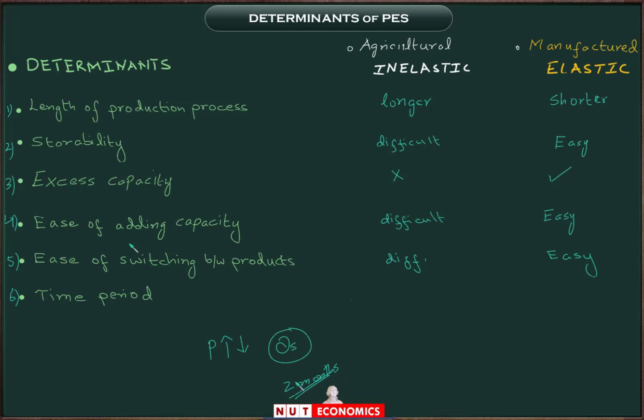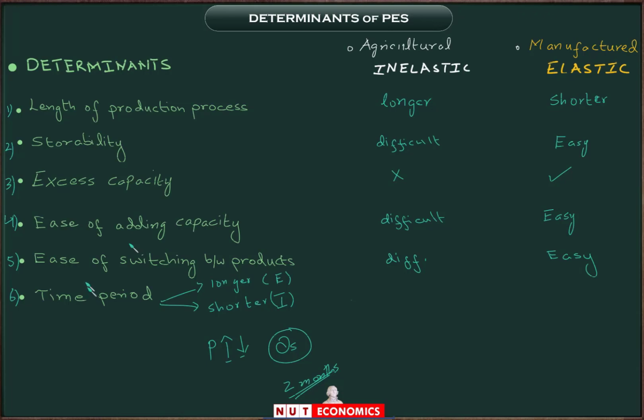In 2 months, more producers will be able to respond whether price is increasing or decreasing, simply because they have more time to respond. If they want to switch production, they have more time to do that. If they want to add capacity, they have more time to do that, and so on. So just remember, the longer the time period we are talking about, the more elastic the supply will be, and the shorter the time period we are considering, the more inelastic the supply will be. This is generally true about any product, not just agricultural versus manufactured goods. So these are generally the determinants of price elasticity of supply, which are applicable to any product.